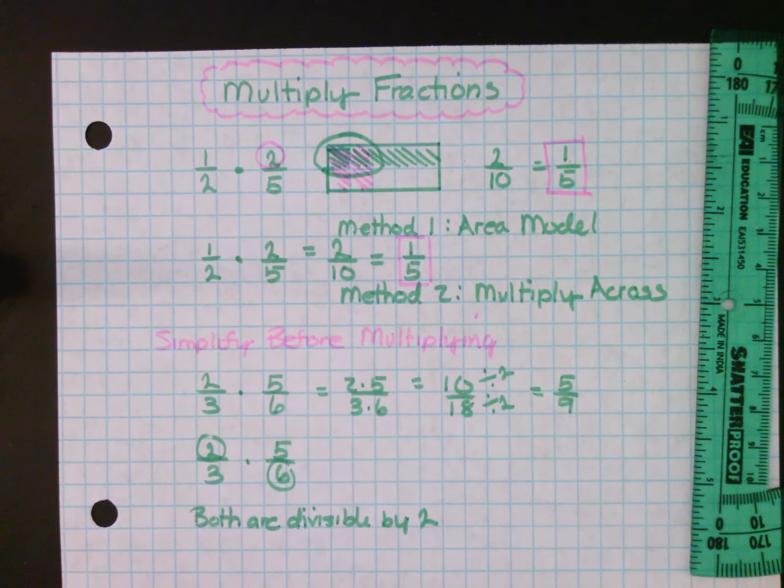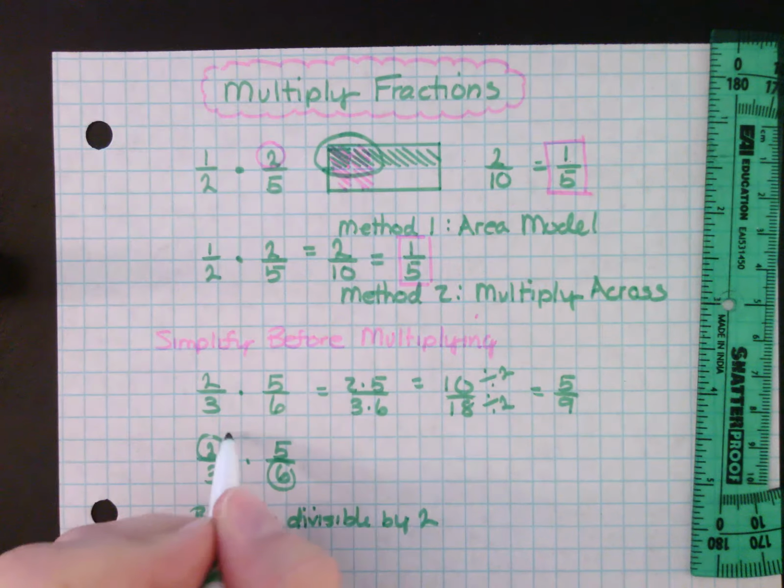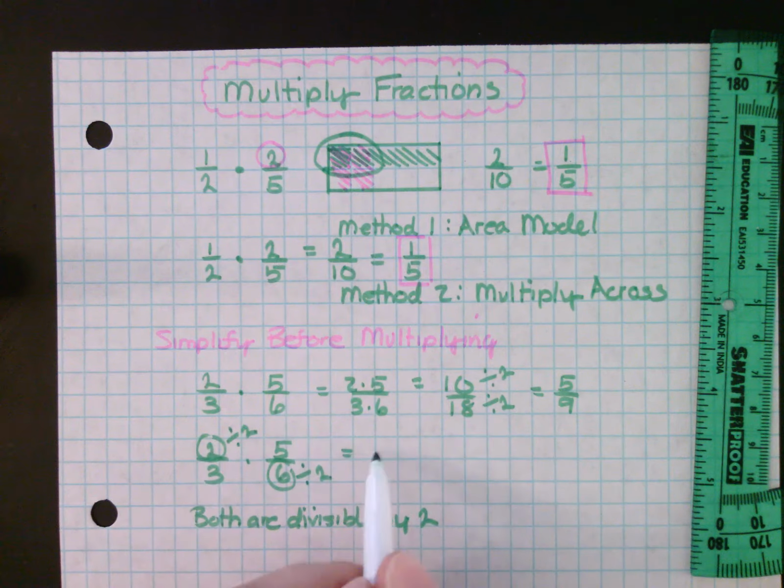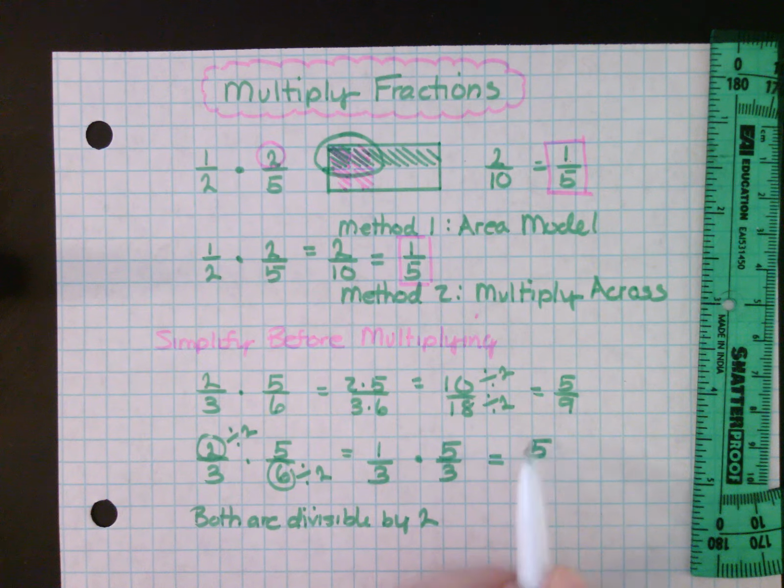What I do to the top, I have to do to the bottom. But it doesn't matter where, because both are being multiplied. So I divide 2 by 2 and 6 by 2. And that gives me 2 divided by 2 is 1 over 3 is still the same. Multiply 5 over 6 divided by 2 is 3. And notice what happens when I multiply this time. It automatically gives me the answer that I found the first way I did it.